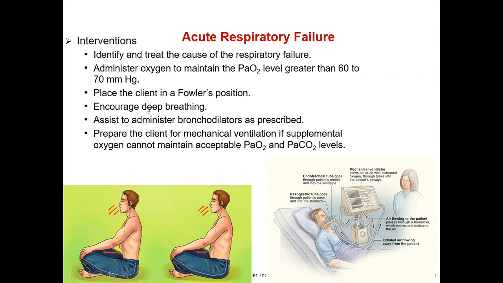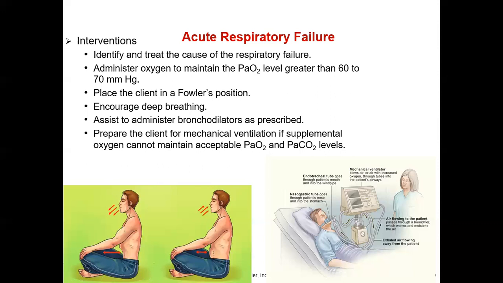We encourage the patient to do deep breathing, assist, and administer a bronchodilator. Also prepare the client for mechanical ventilation. Particularly, we check the arterial blood gas analysis. We determine acid-base balance. Also, prior to ABG, we check the Allen test, and we would ask this question.